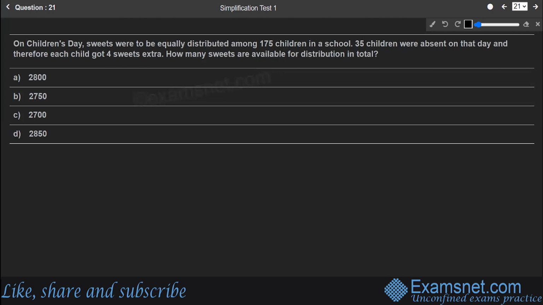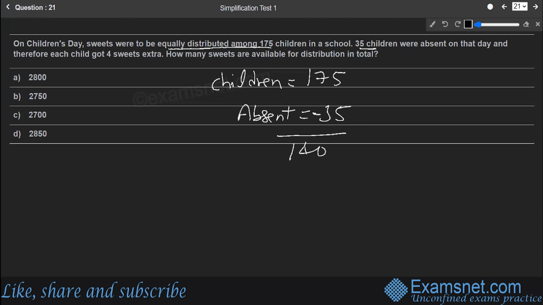Now, on Children's Day, sweets were to be equally distributed among 175 children. So the number of children is 175. In a school, 35 children were absent. Let us just quickly write it. How many were absent? 35 were absent. Okay, so 175 minus 35. So how many were present? 140 were present. There were 140 that were present on that very day.